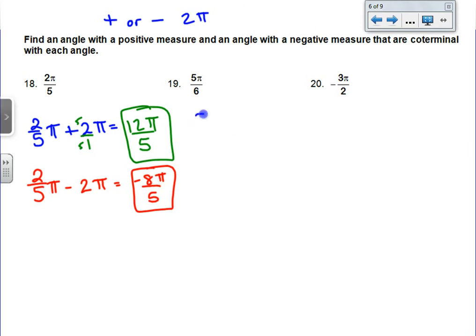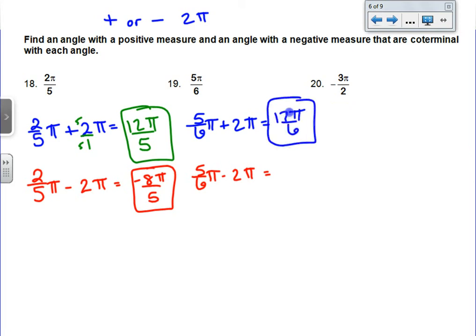Okay, 5/6 pi. So 5/6 pi, we're going to add a rotation, and then you're going to subtract a rotation. What'd you get when you added the rotation? 17 pi over 6. And what about when you subtract a rotation? Negative 7 pi over 6. All right, very good. Okay, bit of a problem here. This is already a negative angle. So keep that in mind.